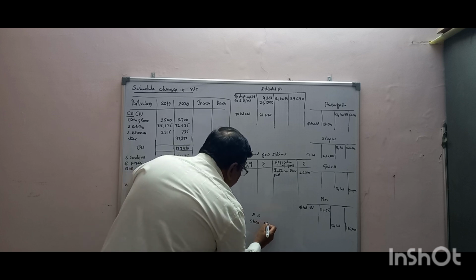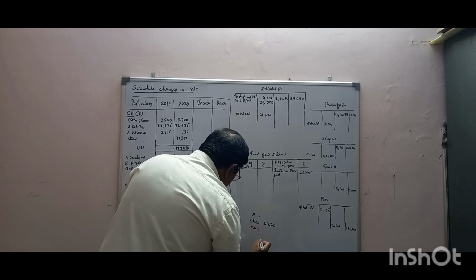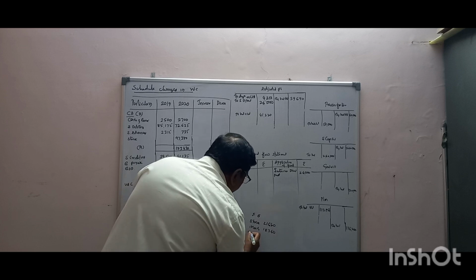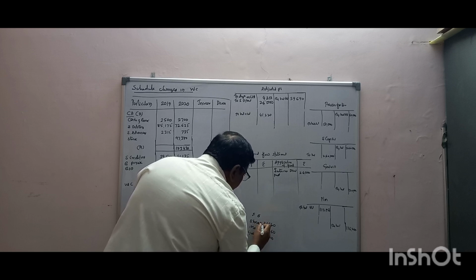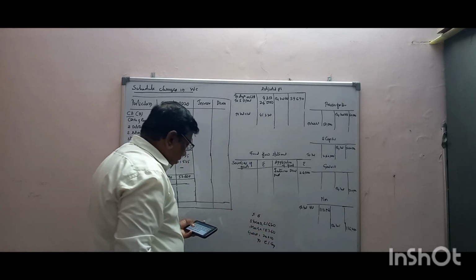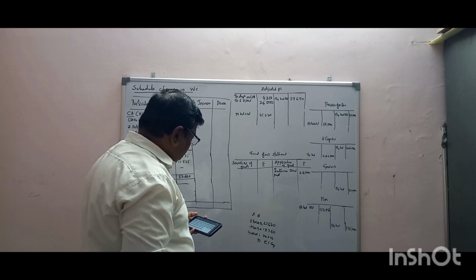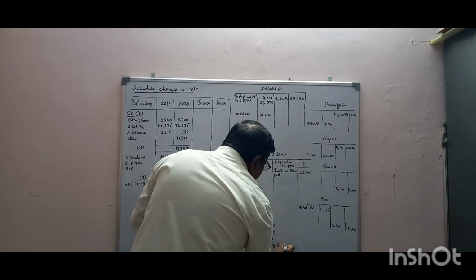Stock 21,640, machinery 18,360, goodwill account 20,000. All of this is debited, to equity share capital 60,000.